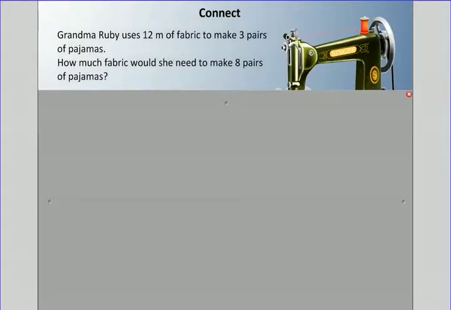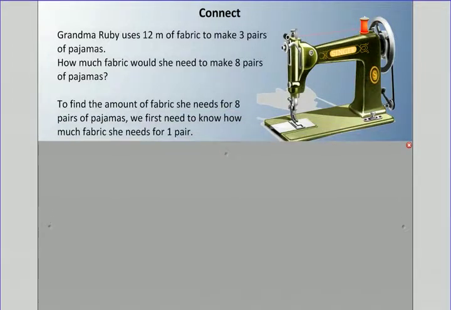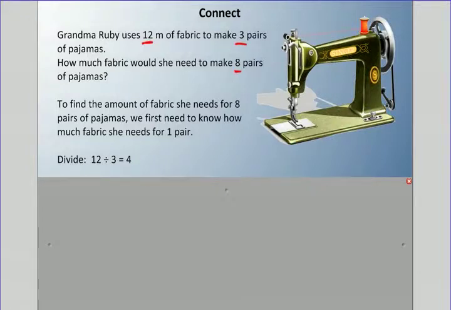Here's another problem. Grandma Ruby, oh Grandma Ruby, she uses 12 meters of fabric to make 3 pairs of pajamas. Well, if you know that, how much fabric would she need to make 8 pairs of pajamas? If we're going to find out how much she needs for 8 pairs, we first need to know how much fabric she would need for 1 pair, because the original idea is 12 meters for 3 pairs. But how can I change that to figure out the 8 pairs? What we need to do is find out how much for 1 pair. To do that, we take our 12 meters and divide it by 3. That means 4 meters for 1 pair of pajamas.